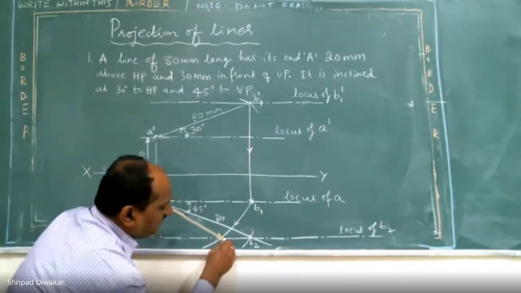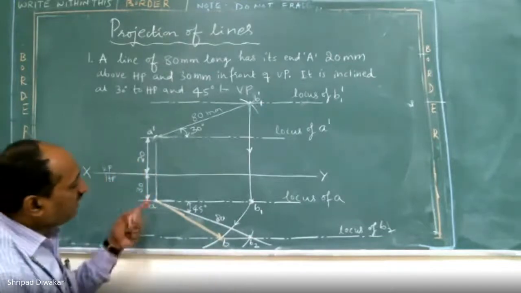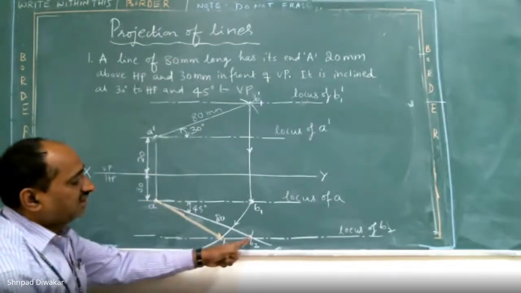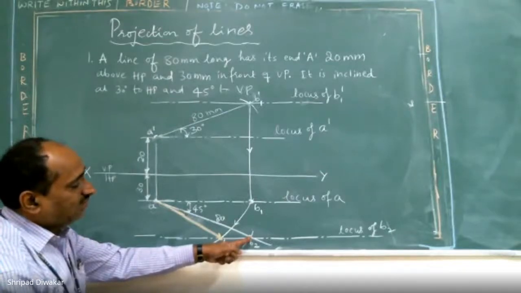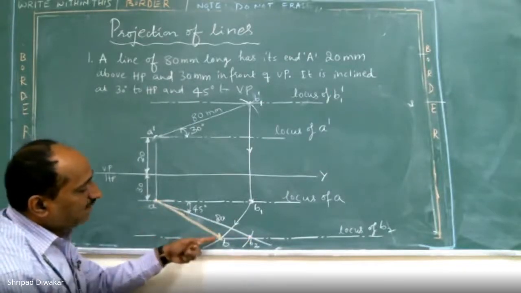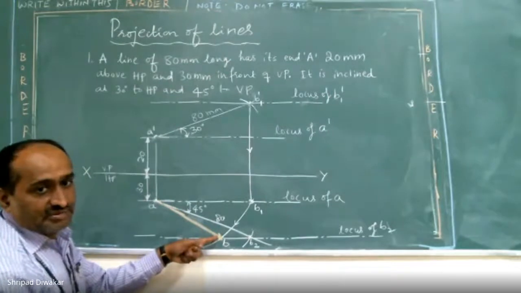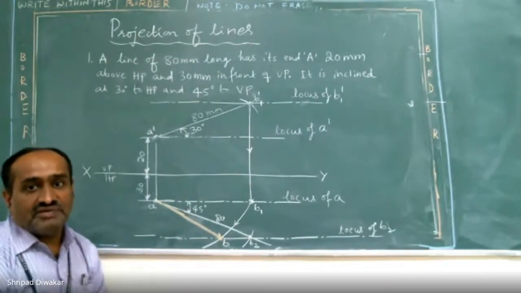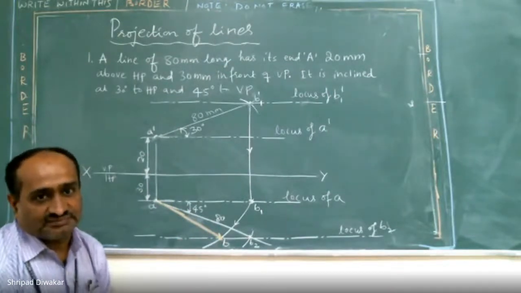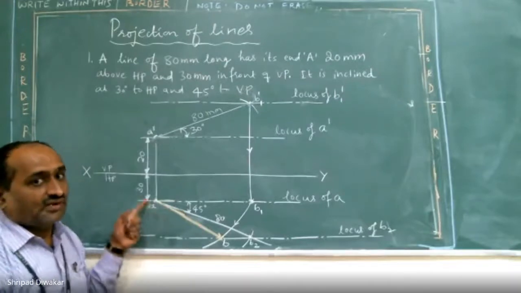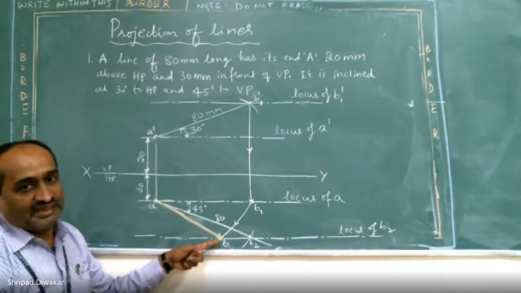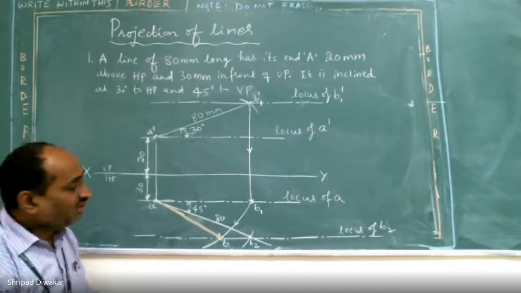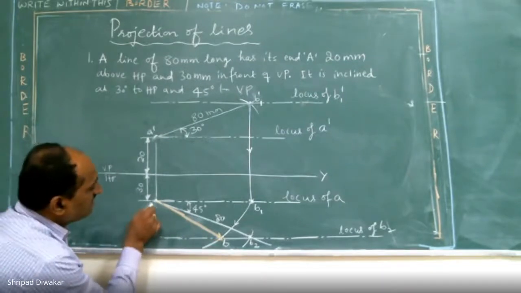Now you represent it as B. That's why I say AB2 is your true length in the top view. AB is your apparent length in the front view. You remember, apparent length will always be less than your true length. Whatever I marked, AB is your apparent length. Now you have to measure this apparent length.